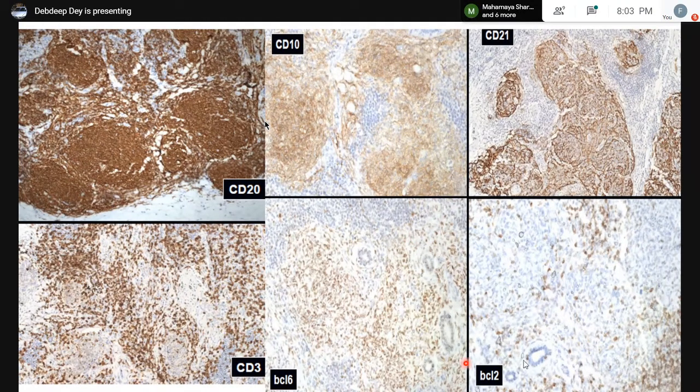The BCL6 is positive, but as you can look here, the BCL2 is negative. So you always compare your BCL2 with your CD3, because follicular T cells can also stain with BCL2. So when you compare this picture of CD20 with the BCL2, you can see that there is a loss or almost negligible amount of CD20 cells expressing BCL2. And this is quite a common feature in cutaneous follicular lymphoma. This should not prevent you from making the diagnosis of a follicular lymphoma.